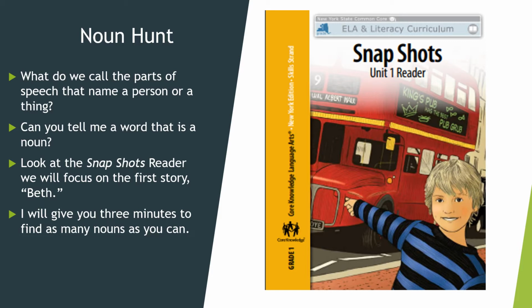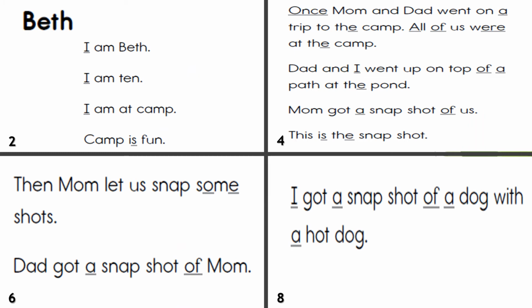I am going to give you 3 minutes to go on a scavenger hunt for nouns in the story. Move as fast as you can and find as many as you can. You may want to get a piece of paper or your whiteboard and marker so that you can write down the ones that you find. Do your best. Ready and go.